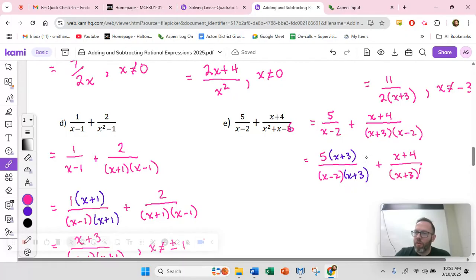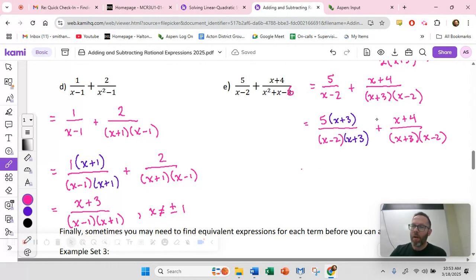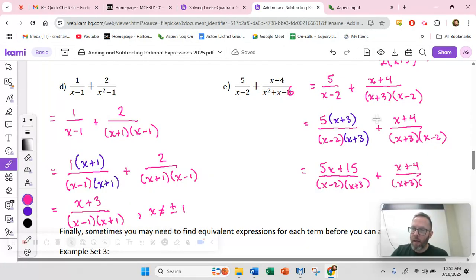And x minus 2 times x plus 3, it's the same as x plus 3 times x minus 2. It's okay if those orders are different on the bottom. Now here, if you're comfortable, you can go right to your answer. What we're really just doing is 5 times x and then adding x. We're doing 5 times 3 and adding 4. I have the space, so I will just show this intermediate step. But it's a bit of extra writing, so I'd be okay if you went right to the answer. That's 5x plus 15 over x minus 2, x plus 3, plus x plus 4, over x plus 3, x minus 2.